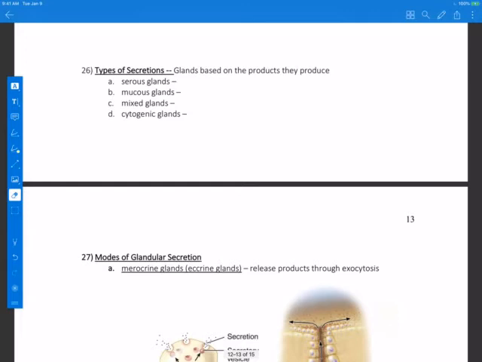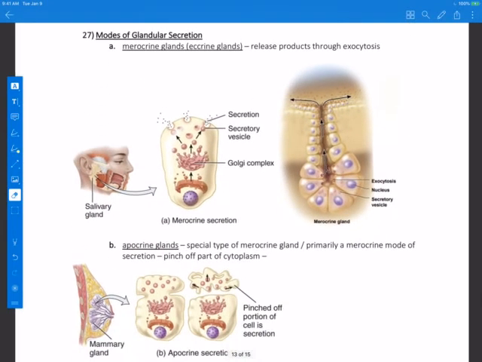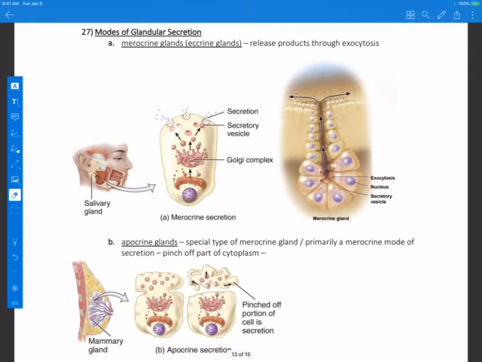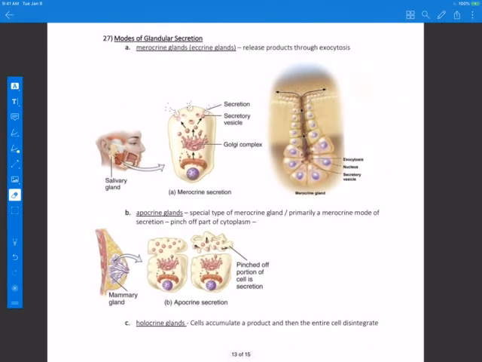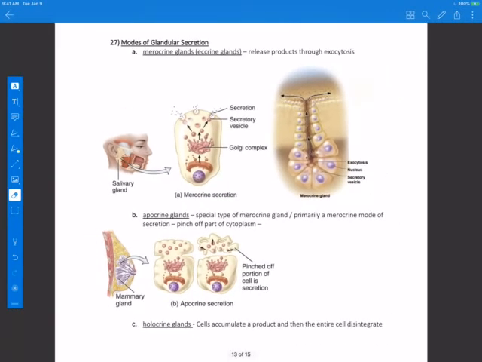We can also classify exocrine glands according to the mode or the manner in which it secretes its product. So the first one is the merocrine gland, which is also known as the eccrine gland.